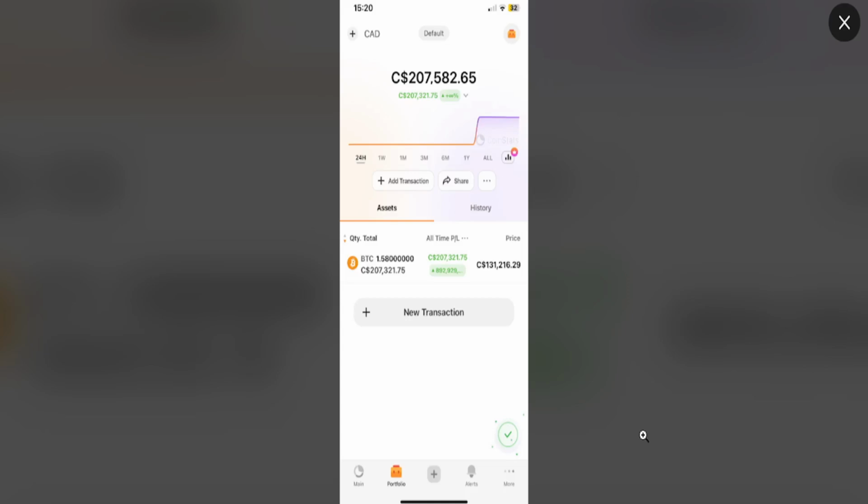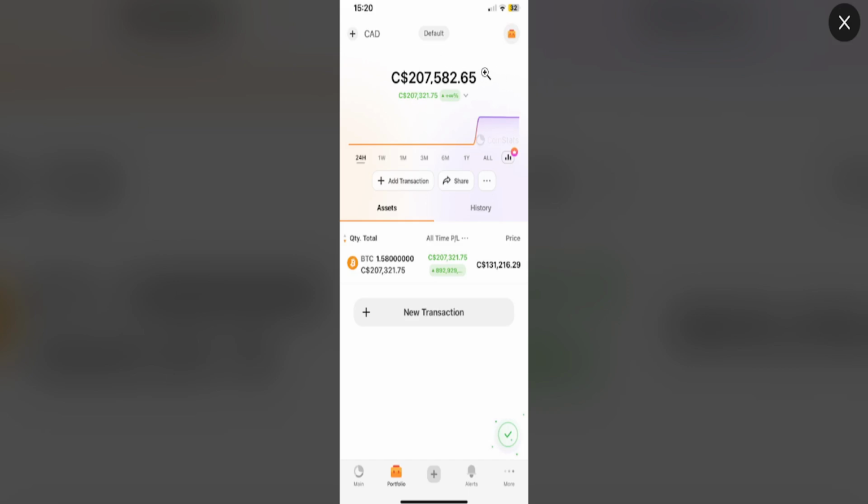Hey guys, in this video we're going to talk about how this works on transferring money from Coinstats to a bank account. I've seen a lot of people making videos on this, having posts on this. Now look at this amount.